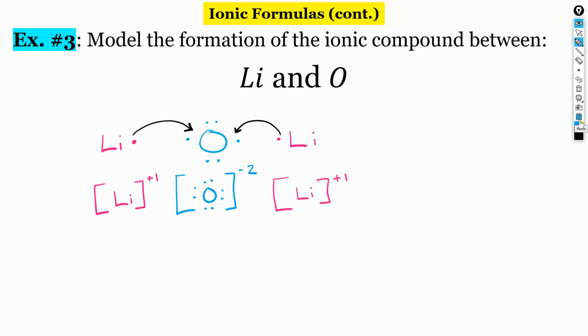And then when we write out our formula, it's going to be cation first. So we had 2 lithiums, so it's going to be Li, and then we have 1 oxygen. So our formula will be Li2O. All right, let's look at another example.